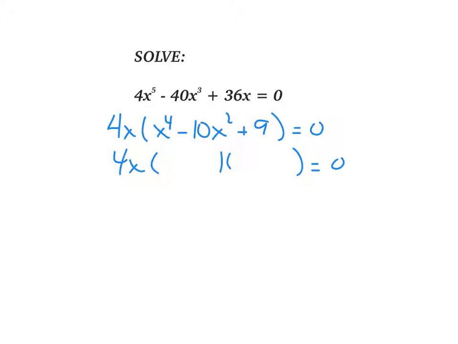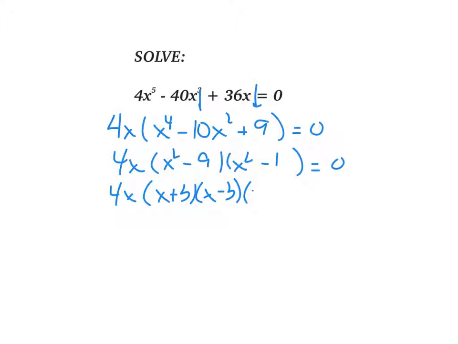So that's a quadratic form again, so I can do x squared and x squared. I'm trying to think of factors of positive 9 that give me negative 10, and that'd be minus 9 and minus 1. Now, I have difference of squares. This is crazy. The first parentheses, I can do x plus 3, x minus 3, because it's a difference of squares. The second one, I can go x plus 1, x minus 1, difference of squares.